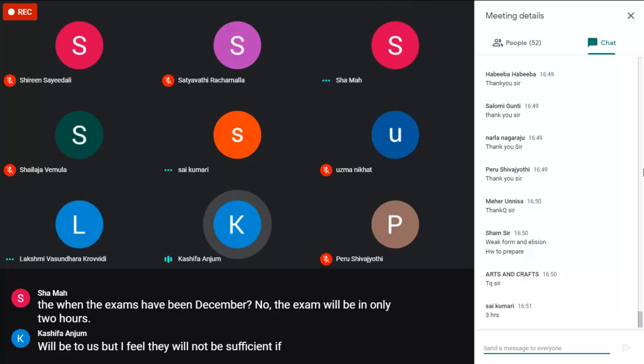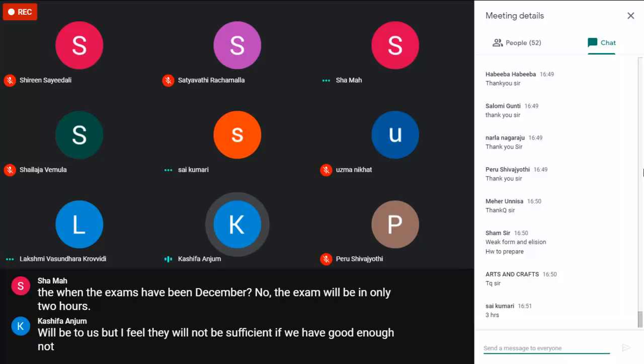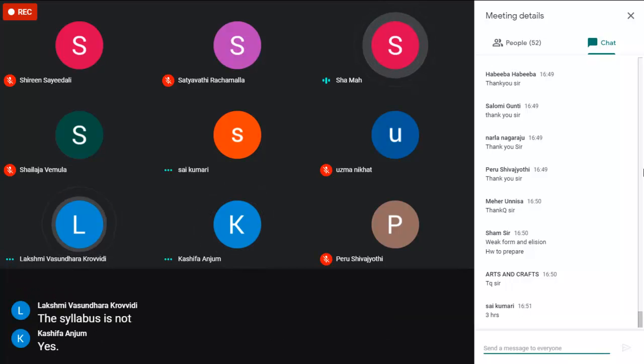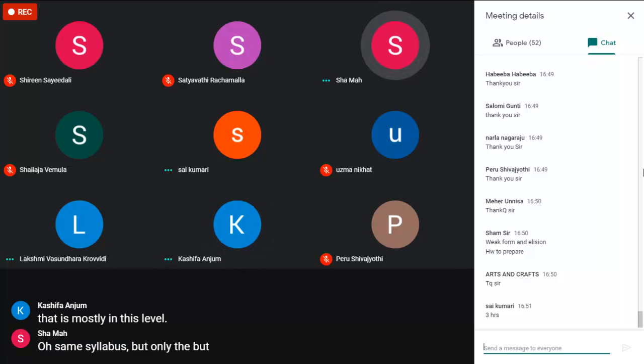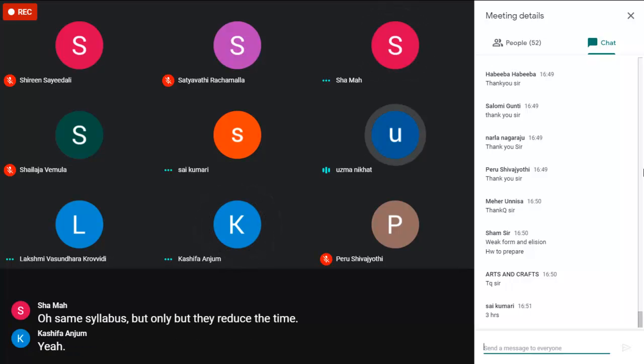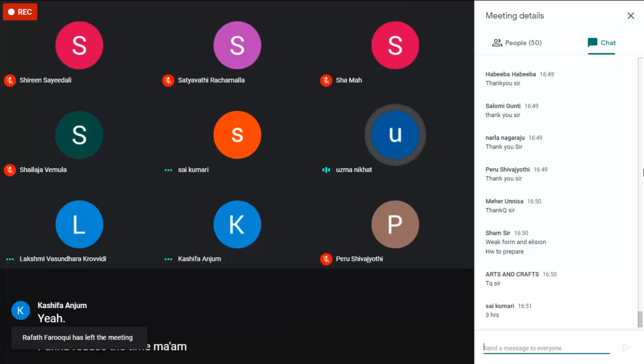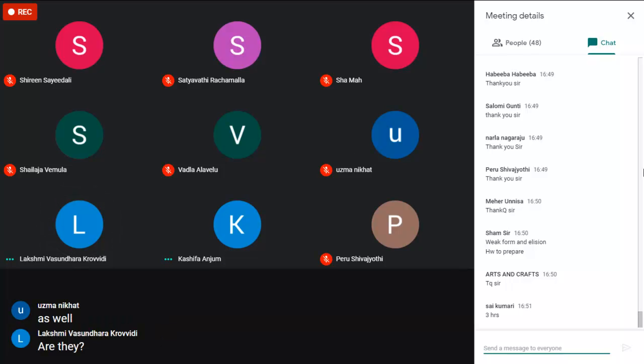If we are good enough in our preparation, then we can manage the time. Exactly. They did not reduce the syllabus. They reduced the time only. Yeah, the syllabus is the same, there is no change in the syllabus. Only they reduced the time. Yeah, 1 hour reduced, ma'am. 3 to 2. So it's very bad, no? It's very bad. Let's hope for the best.